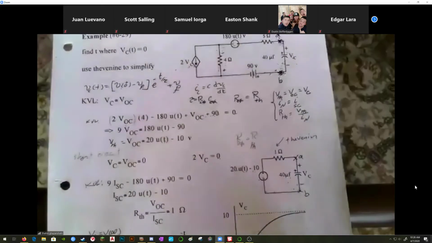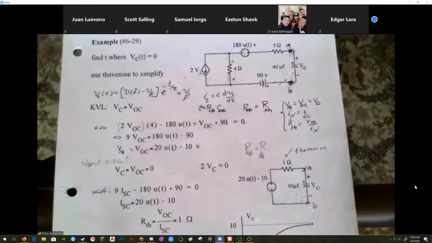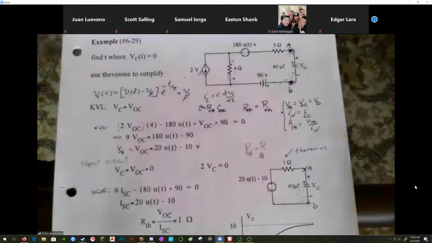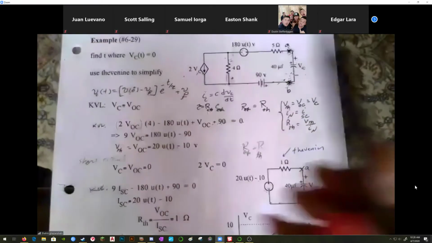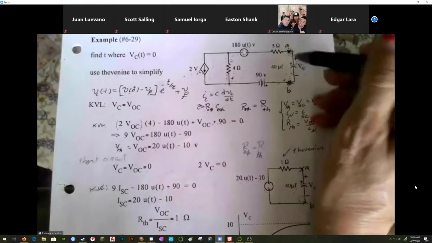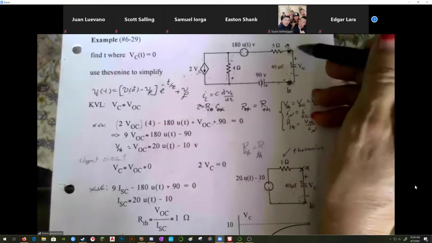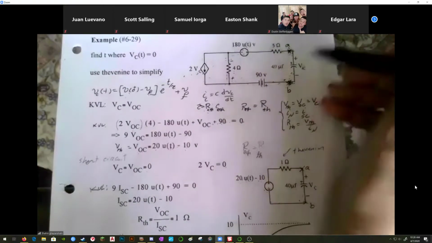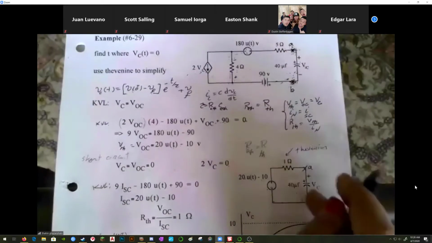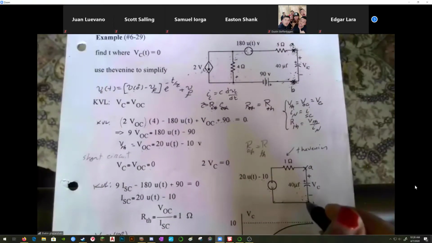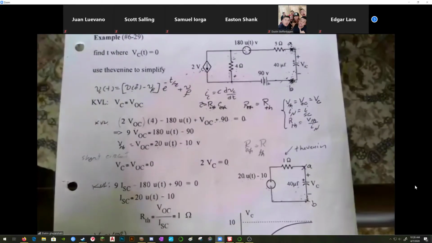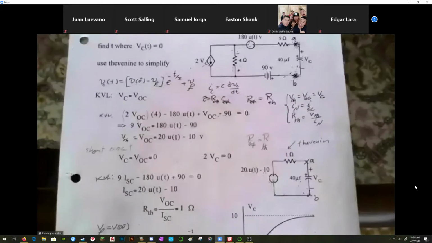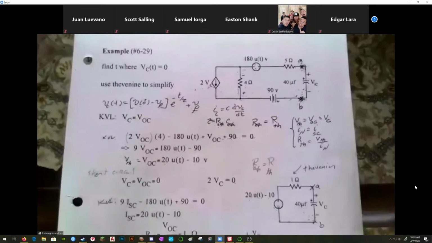So this example, and the last example on homework 8, shows that when there is a dependent source, if this is an inductor, you do the same thing. The inductor acts as an open circuit, and you just calculate the Thevenin equivalent across the inductor. But for inductors, then we write what? I instead of V. Okay, any question here?